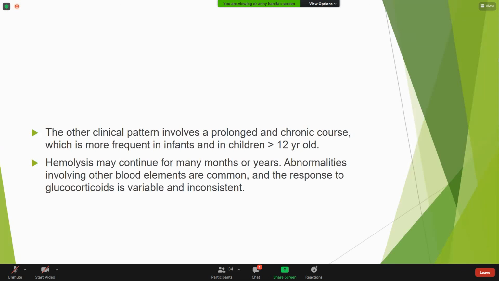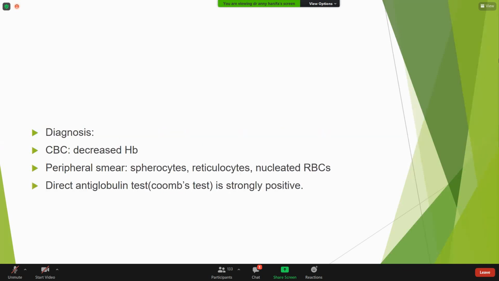The other clinical pattern is a prolonged and chronic course, which is more frequent in infants and in children more than 12 years old. Hemolysis may continue for many months or years, and abnormalities involving other blood elements are common, and the response to glucocorticoids is variable and inconsistent.